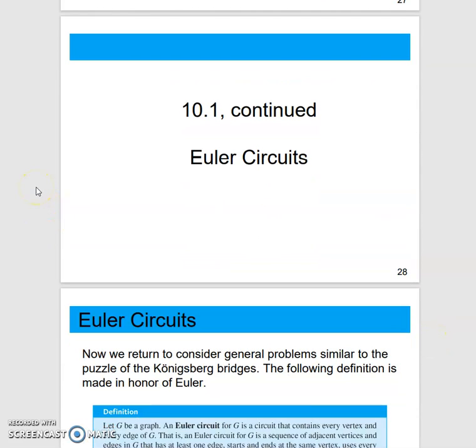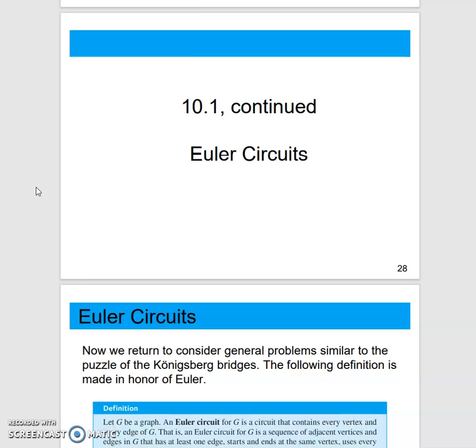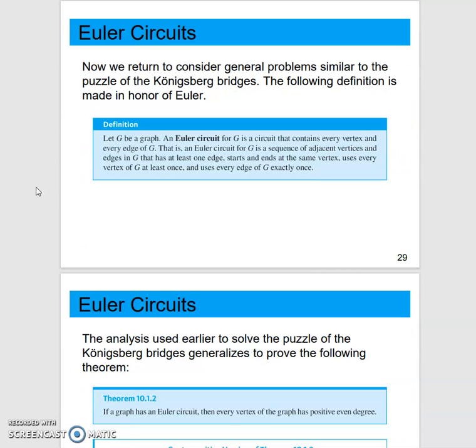All right, let's talk about Euler circuits. We talked about Euler earlier. He was the guy who came up with that Königsberg bridge problem. An Euler circuit is a circuit that contains every vertex and edge. In other words, it's a sequence of adjacent vertices and edges that has at least one edge, starts and ends at the same vertex, uses every vertex at least once, and uses every edge exactly once. That means I can repeat a vertex, but I cannot repeat an edge.